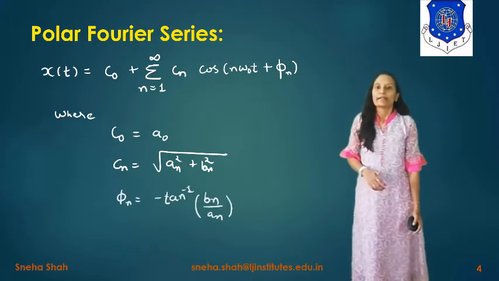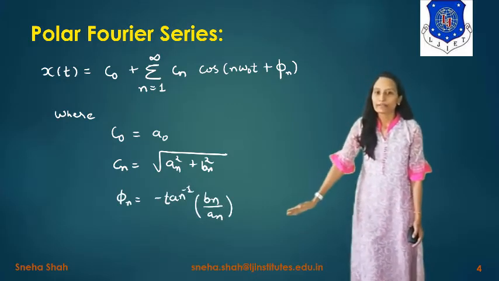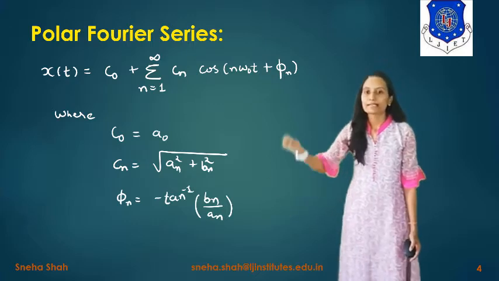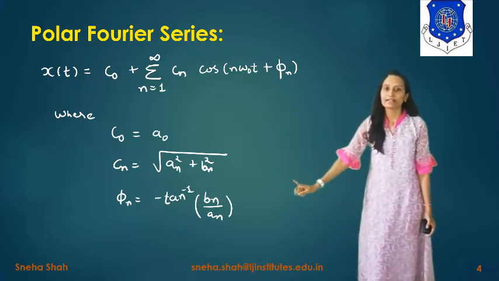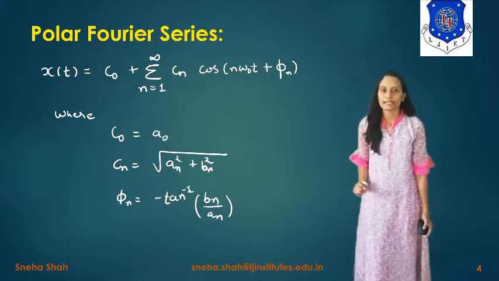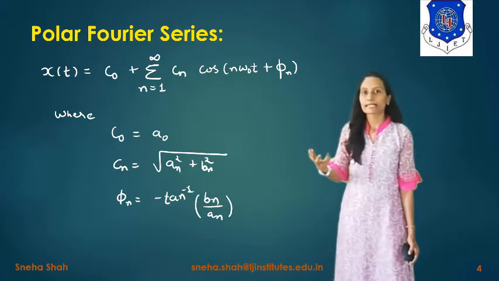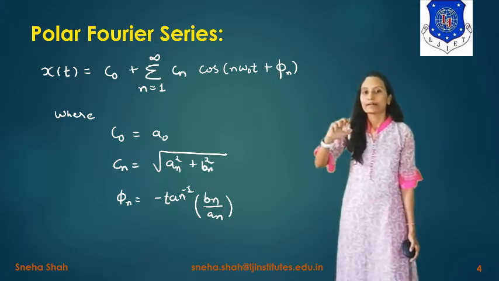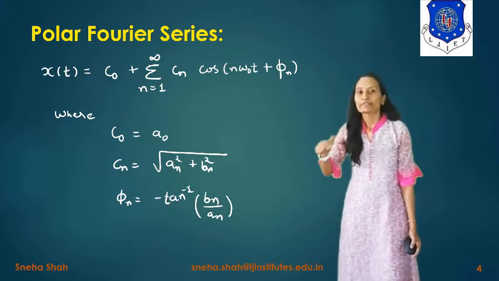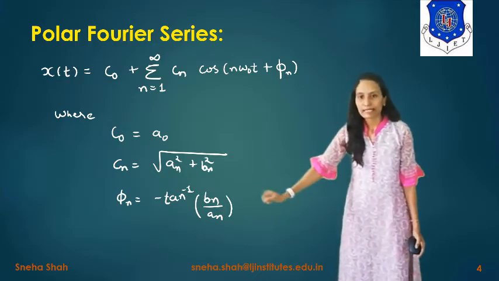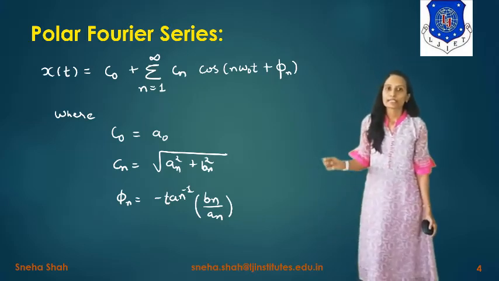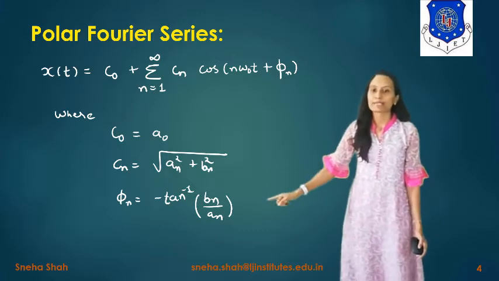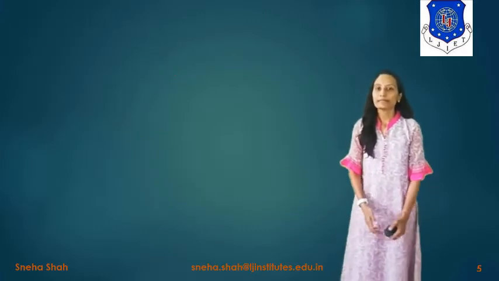Now the value of phi n, the phase angle of this term, equals minus tan inverse of imaginary part upon real part, or we can say sine term upon cos term. The coefficient of the sine term is Bn and the coefficient of the cos term is An. So the term will be minus tan inverse Bn by An.